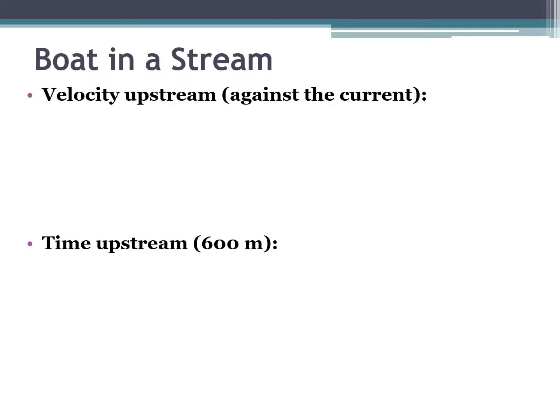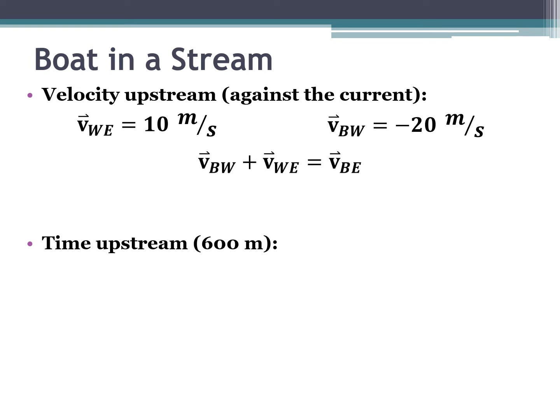So let's start with a boat on the stream going upstream, and that means against the current. If you think about against the current, it's going to mean that the two vectors are opposing each other. So we have the water relative to the earth moving at 10 meters per second. That's the current. And then we have the boat moving relative to the water. That's going to be 20 meters per second, but it's going to be in the negative direction because it opposes the direction that the stream is going. It opposes the current. So that means it's in the opposite direction. So you're going to add those two vectors together.